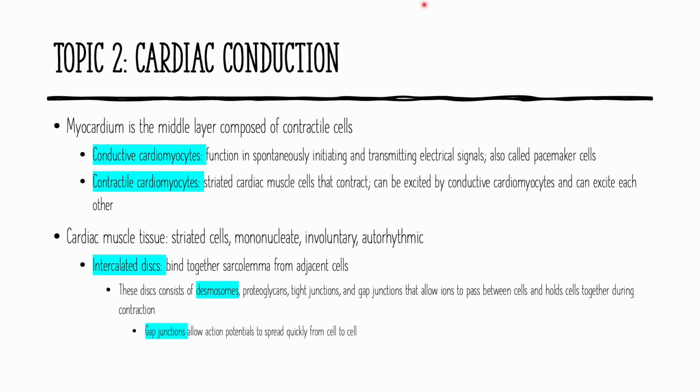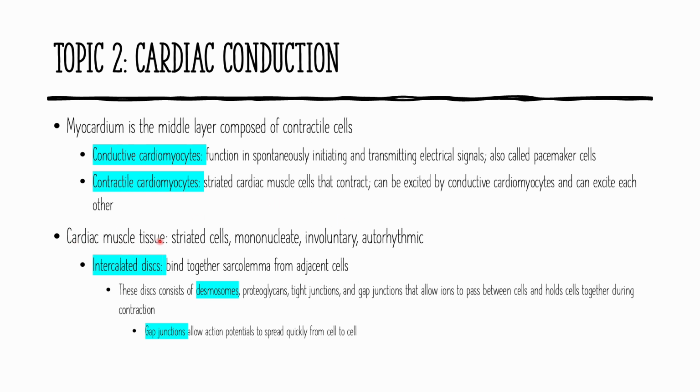So now looking at the cardiac conduction system. As we said before, the myocardium is a middle layer, and this is composed of contractile cells. An important thing to note is the difference between these two cells. The conductive cardiomyocytes function in spontaneously initiating and transmitting electrical signals, and so these are also our pacemaker cells. Then we also have the contractile cardiomyocytes, which are striated cardiac muscle cells that contract. They can be excited by conductive cardiomyocytes, and they can excite each other.